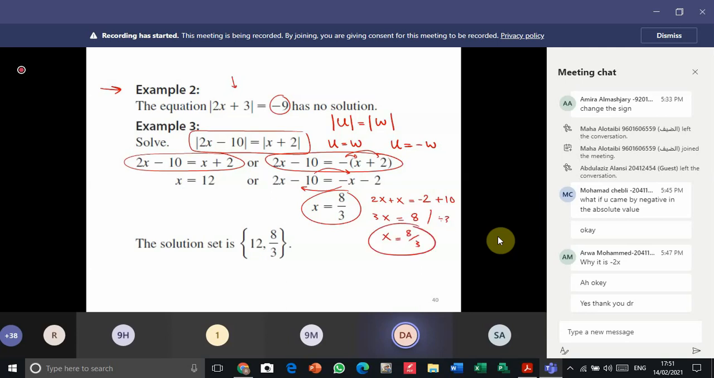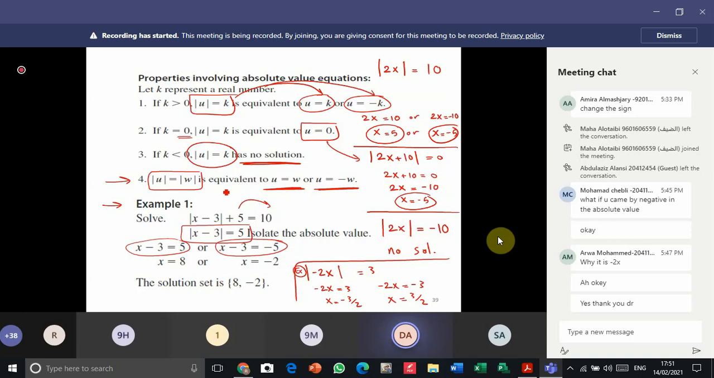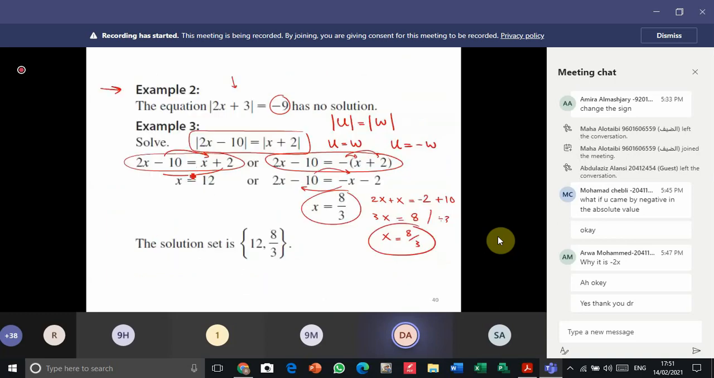This is the solution. Another one: move the x to the other side, so we have 2x minus x equal 2 plus 10. So we have x equal 12. So we have two solutions, okay, this one and this one.